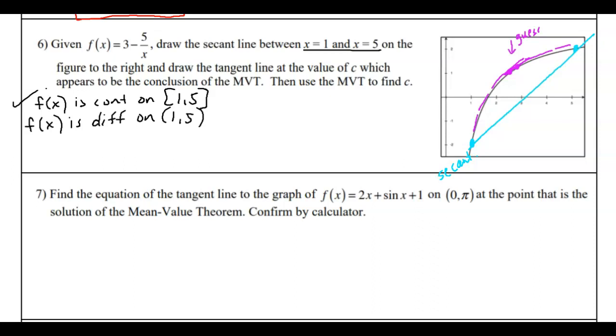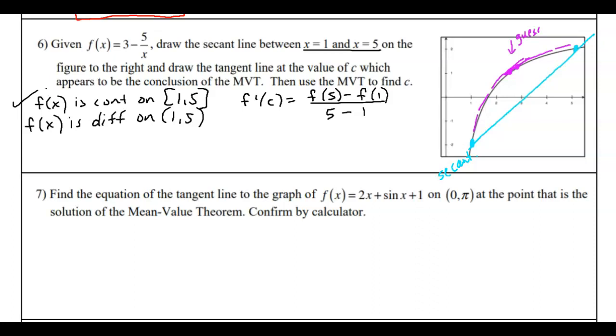So then I can actually go straight into the mean value theorem. So f prime equals f of 5 minus f of 1 over 5 minus 1. We plug in the slope. So y minus y over x minus x. I'm going to have to take this derivative.